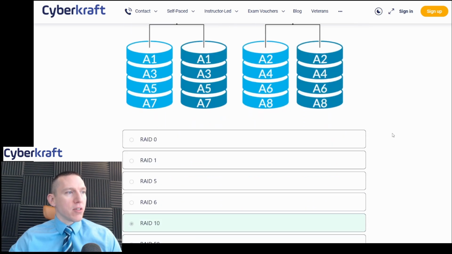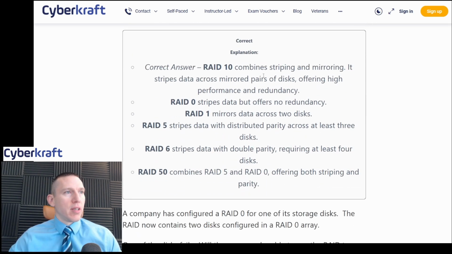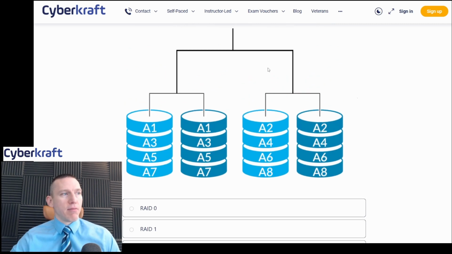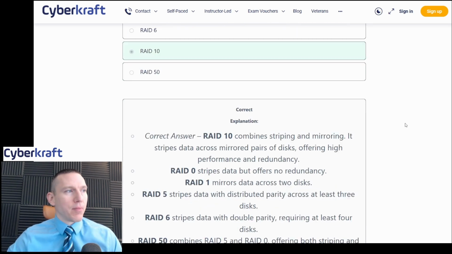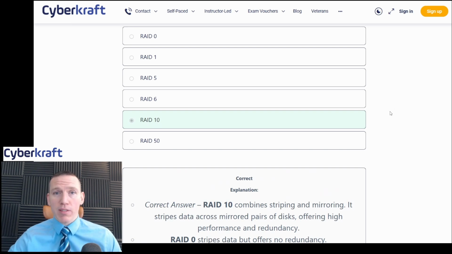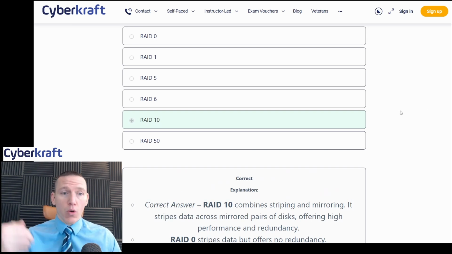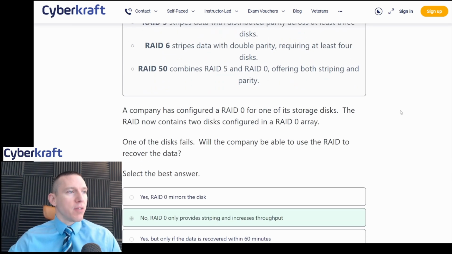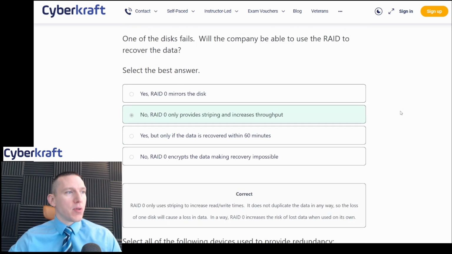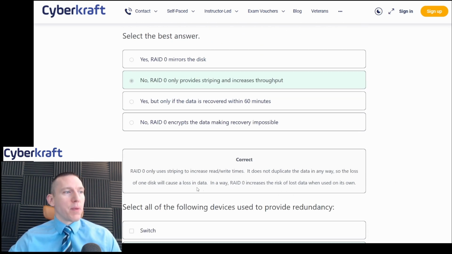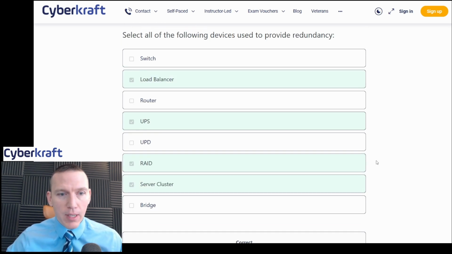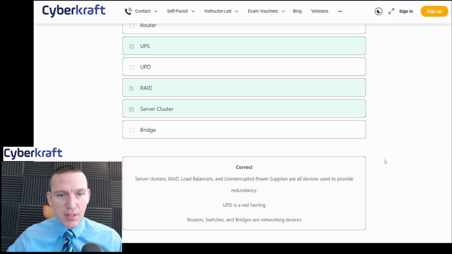RAID 10 here, for sure. Striping and mirroring. Imagine this is just a stripe between the first disk and the last disk, and then we add mirroring together. So we have that striping and that mirroring. It's RAID 1+0 as it's sometimes written out, or RAID 10. That's very good. Company has RAID 0. No, RAID 0 only provides striping, increases the throughput. It does not duplicate the data in any way. That's perfect.